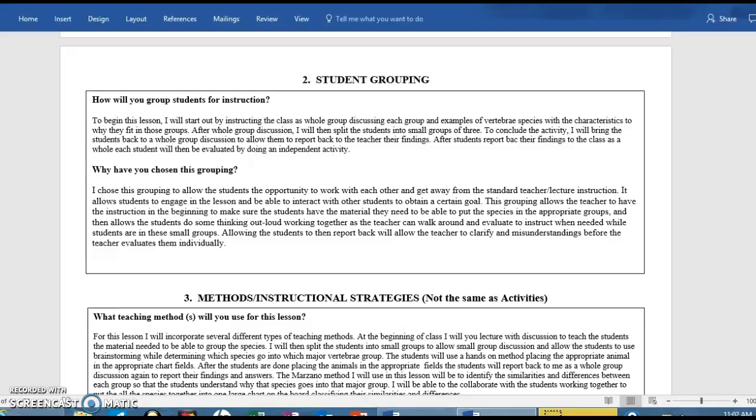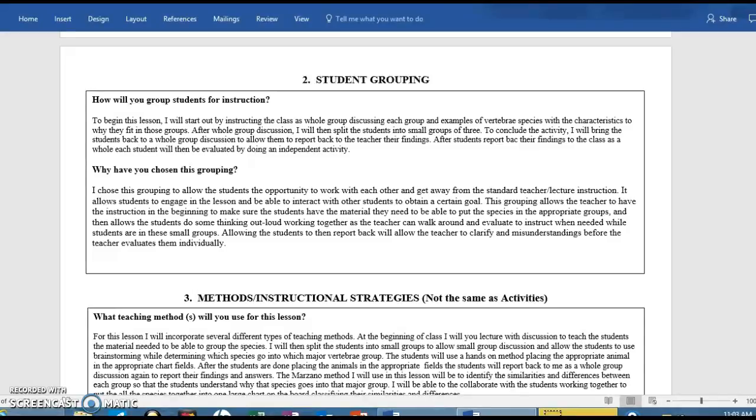To conclude the activity, I will bring the students back to a whole group discussion to allow them to report back to the teacher their findings. After students report back their findings to the class as a whole, each student will then be evaluated by doing an independent activity.